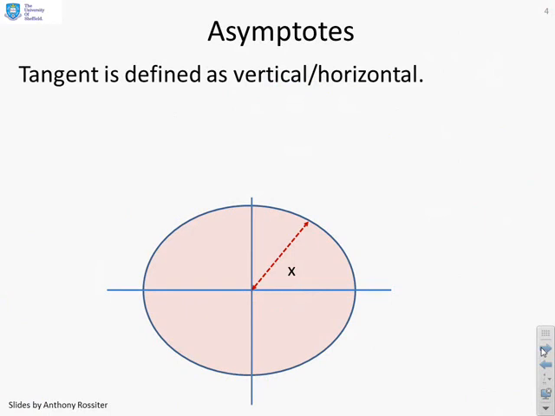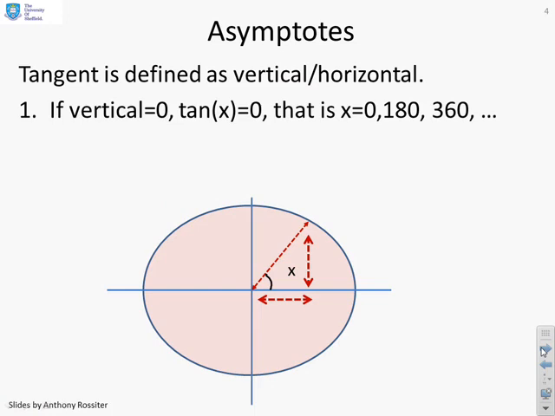Let's look at some specific observations then. Asymptotes. We know that the tangent is defined as vertical divided by horizontal. So we take the vertical distance, there it is, and we take the horizontal distance, and we simply divide the two. Now here's some key things. If the vertical was 0, which is what you would get if you were at this point here, then clearly vertical divided by horizontal gives you 0. So what you get is tan of 0 equals 0.